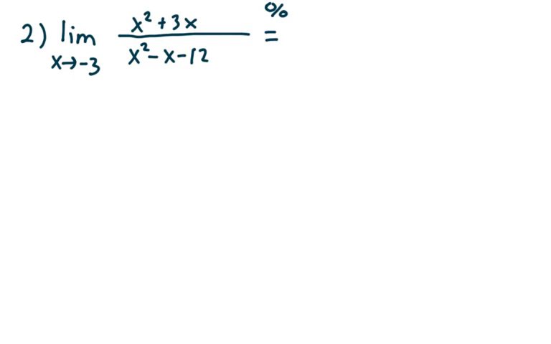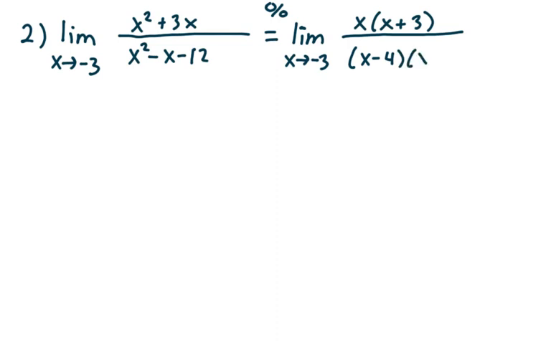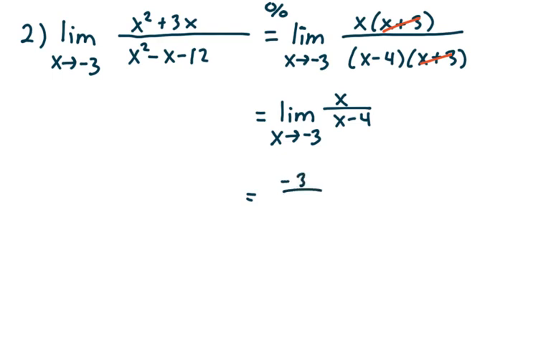And so to handle this question, we're going to write this as the limit as x goes to negative 3 of... Now, factoring the numerator, we get x times (x plus 3). Factoring the denominator, we get (x minus 4) times (x plus 3). But the x plus 3's cancel. And what we're left with is the limit as x goes to negative 3 of x over (x minus 4). So if I replace x with negative 3, I get negative 3 over (negative 3 minus 4), which is negative 3 divided by negative 7. And a negative divided by a negative is a positive. So the answer to example 2 is 3/7.